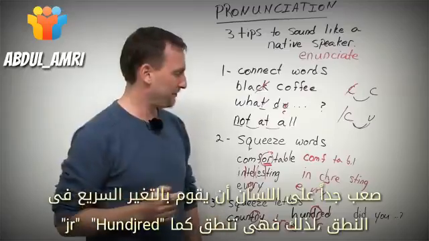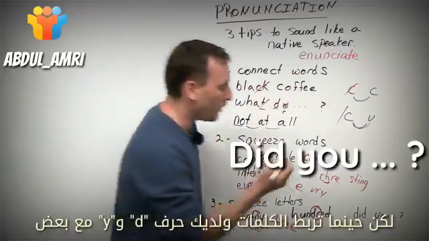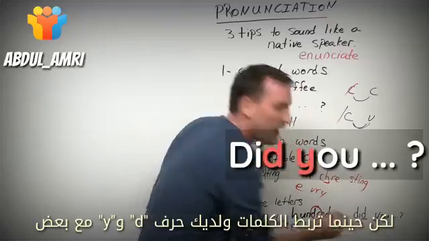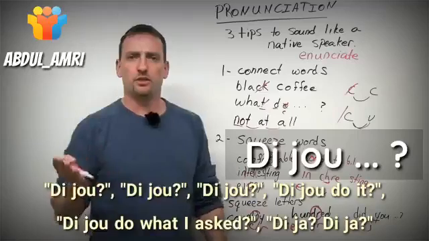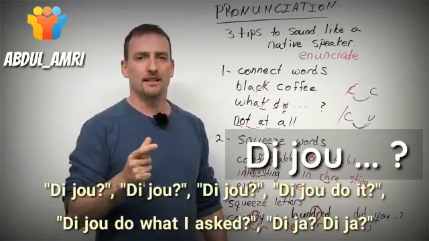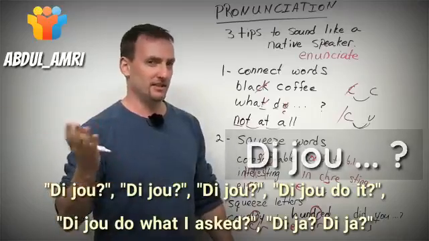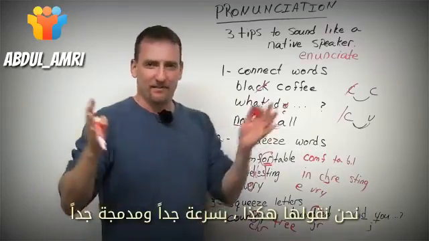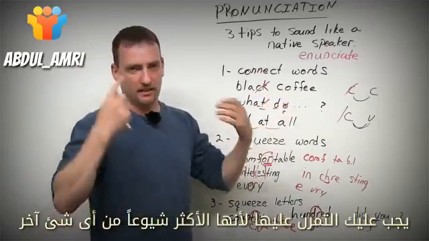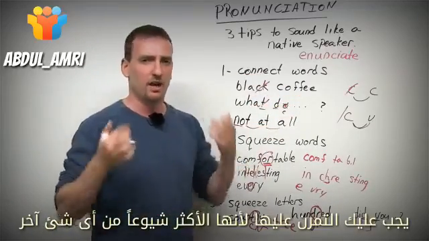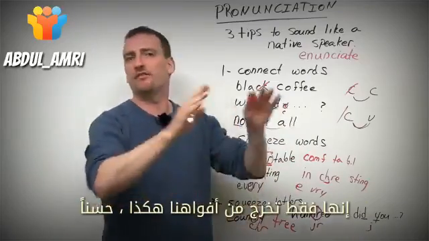Now, this goes with the first idea when you're connecting words, but when you're connecting words and you have a D and a Y together, it becomes like a J sound. Did you? Did you do it? Did you do what I asked? Okay, so we say it like that. Very quick, very mixed, and you have to practice these because it's just more a habit than anything else. Native speakers, we don't think about doing these things. It just rolls off the tongue just like that.